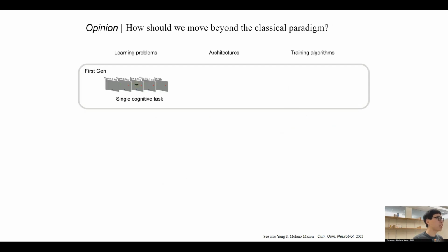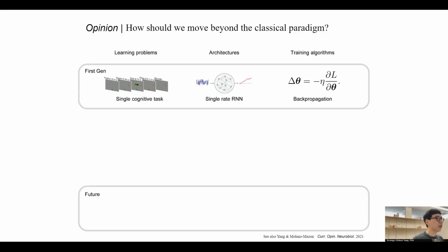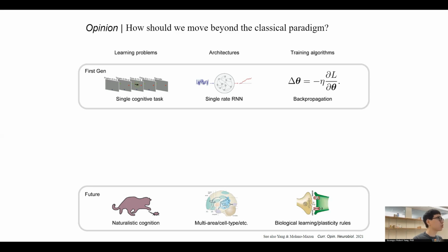If we describe this first generation broadly as a single task, single network, and using some backpropagation, in this little opinion piece that Manuel Molano-Mazon and I published a couple of years ago, we argued that we need to really move beyond it, and go to a future where our networks are focused on really naturalistic cognition that is flexible and can do many things. We have to think about multiple brain regions and perhaps multiple cell types. And then we need to think about biological learning rules and diverse plasticity rules.